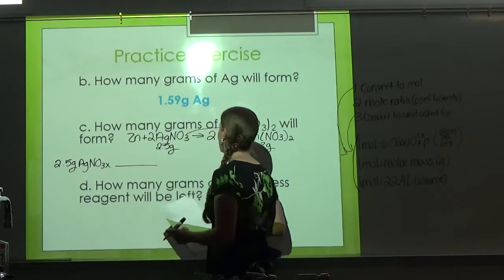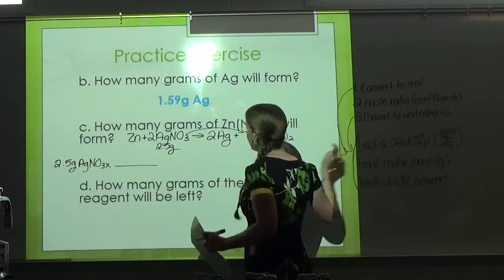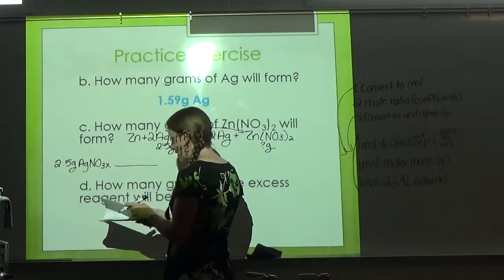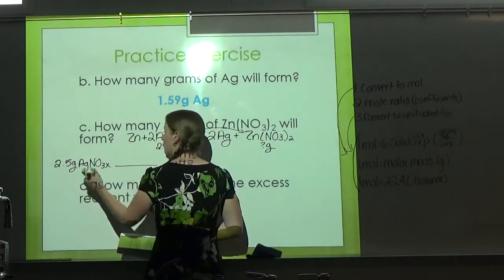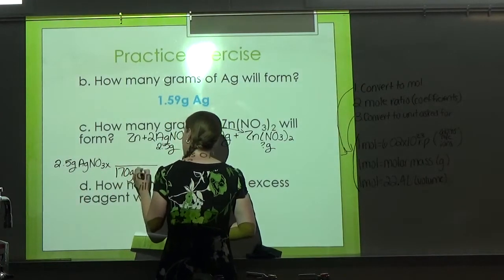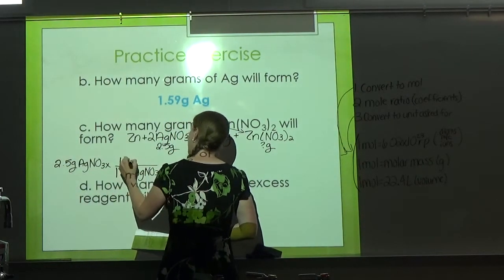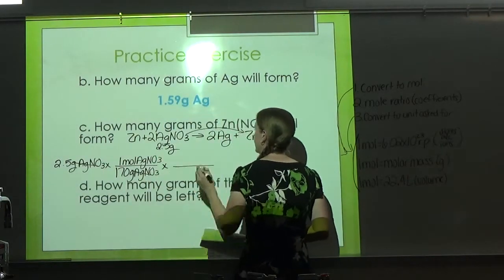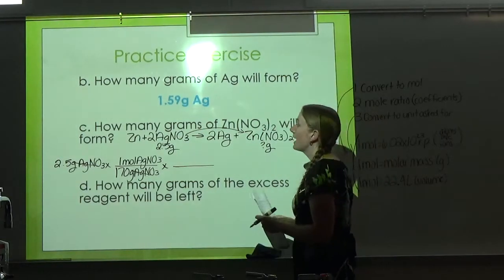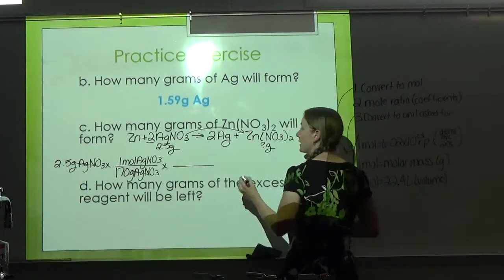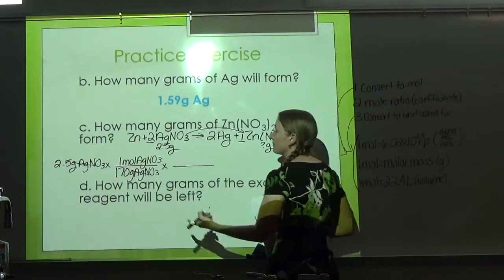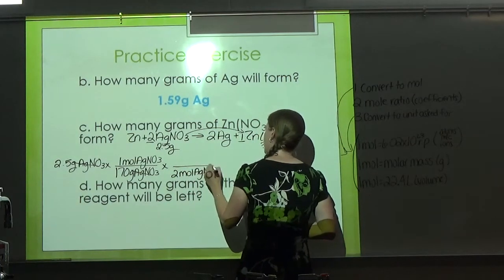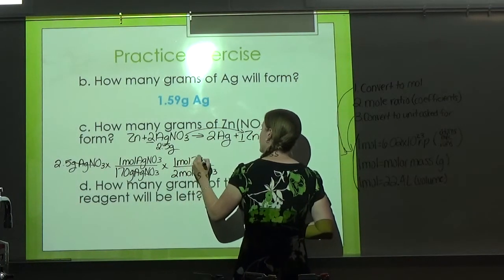And my first step, of course, is to convert to moles. Since I have grams, I'm going to use molar mass. And so as we already know, the molar mass of silver nitrate is about 170 grams per mole. So since I have grams on top, I'll put my 170 grams on bottom and my 1 mole on top. So my grams cancel. Step 2 is mole ratio. So I can see that 2 moles of silver nitrate make 1 mole of zinc nitrate. Since silver nitrate's on top, I'll put my 2 moles of silver nitrate on bottom and my 1 mole of zinc nitrate on top.